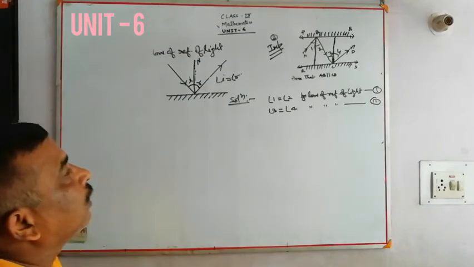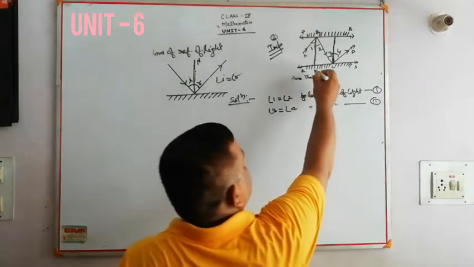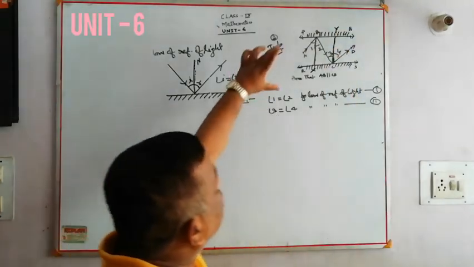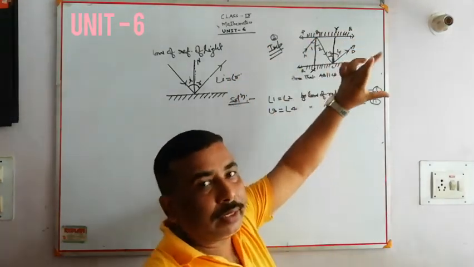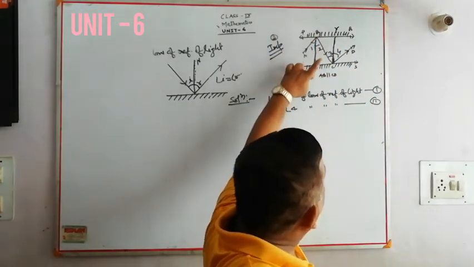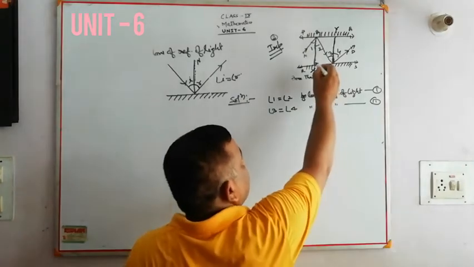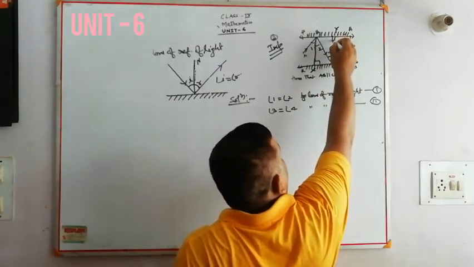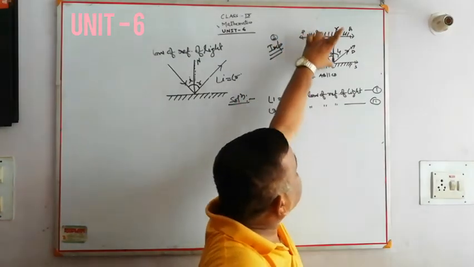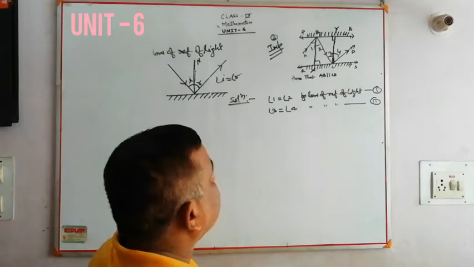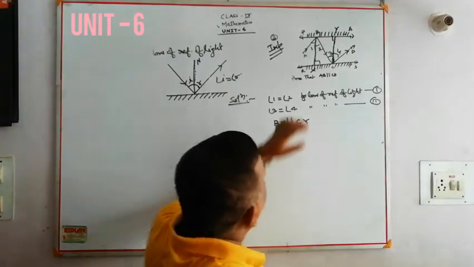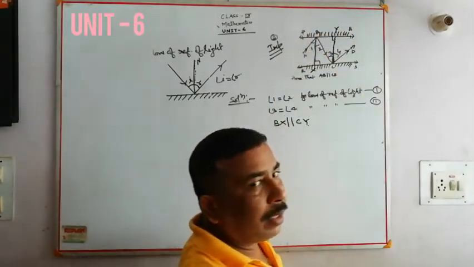Now, here I write x and here I write y. That is the normal. It is also perpendicular. Normal is perpendicular to the line. Dx is the normal. That is perpendicular and this is also perpendicular. Its meaning is: Bx and Cy are parallel lines. Bx is parallel to Cy.